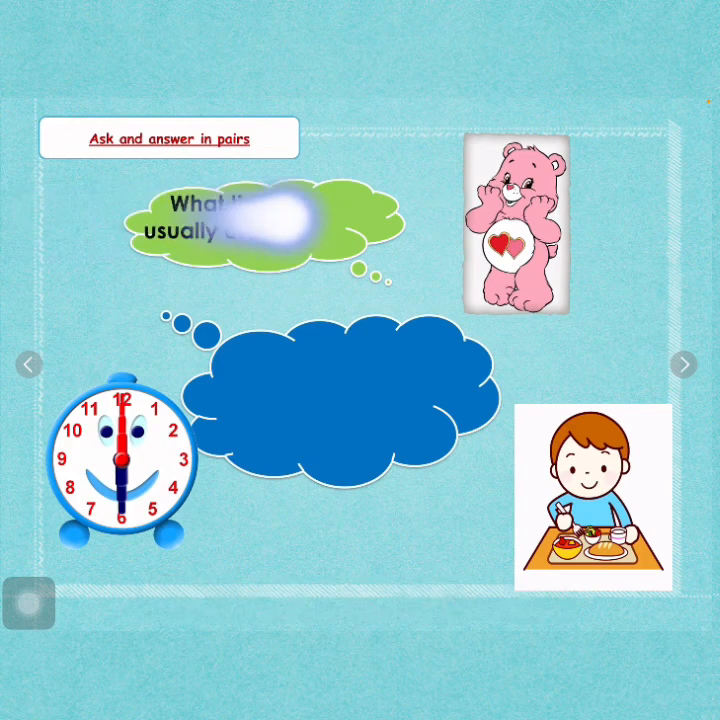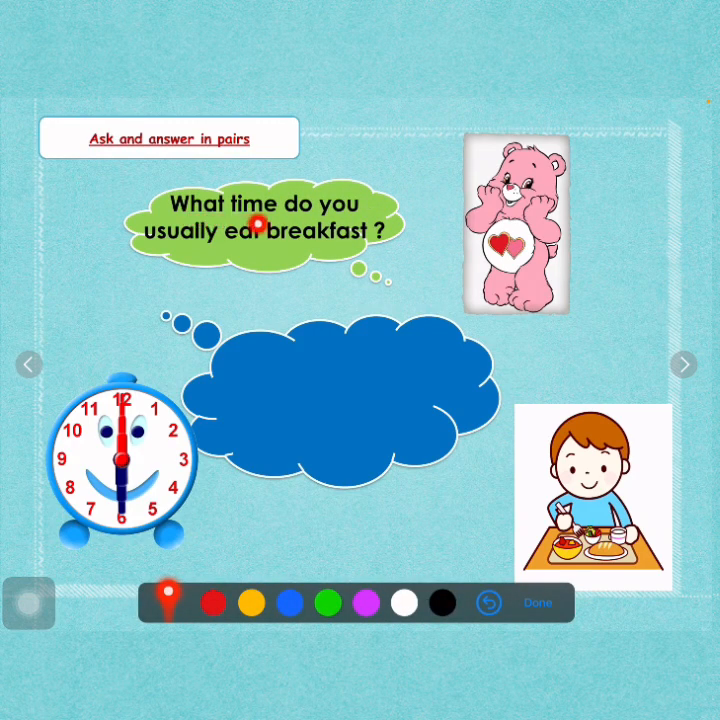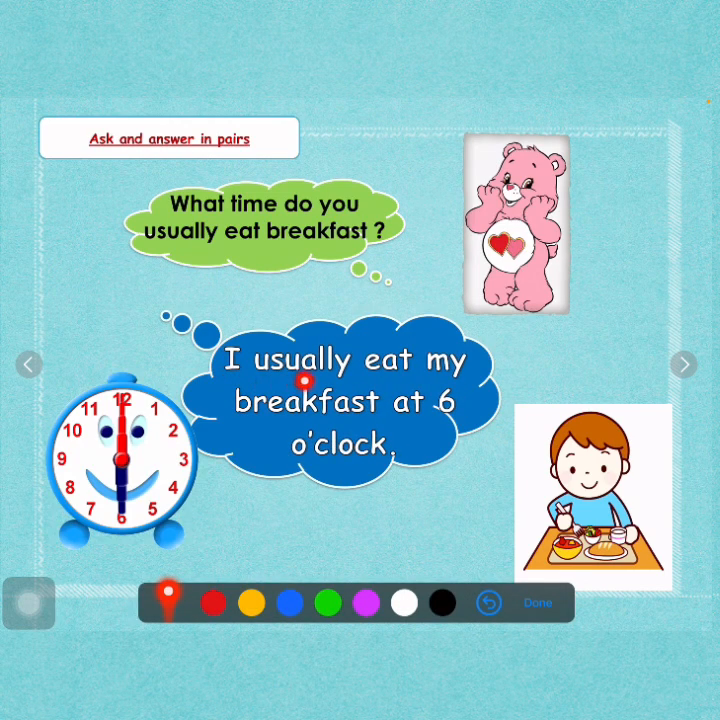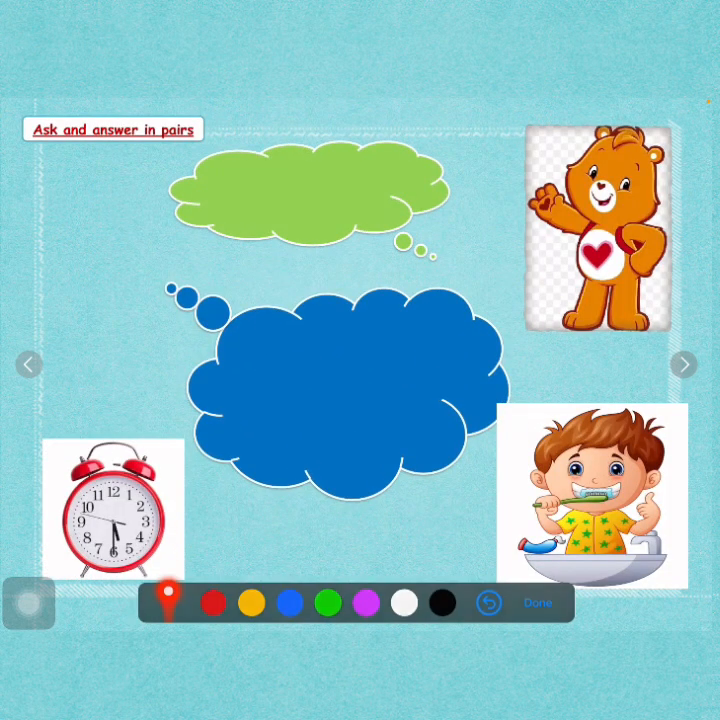Now look at question number 1. What time do you usually eat breakfast? Look at the clock and tell me. The long hand on number 12 and the short hand on number 6. What time? Yeah, girls. I usually eat my breakfast at 6 o'clock. Excellent. Let's continue.